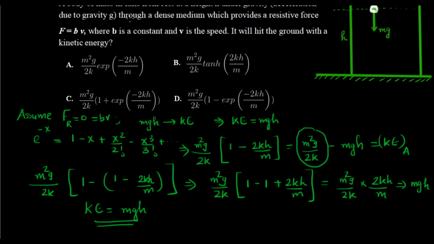The other options won't give you this value. As we can see in option A, you have an extra term of m squared g by 2k. You also have a tan hyperbolic function, which also has a proper expansion. If you check these options, you will get option D. So the kinetic energy is equal to the potential energy for Fr equal to 0 or Bv equal to 0. By using this Taylor expansion of exponential of minus x, you can easily find the kinetic energy for this question.